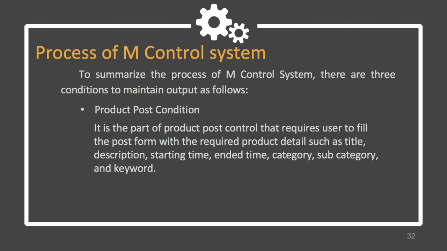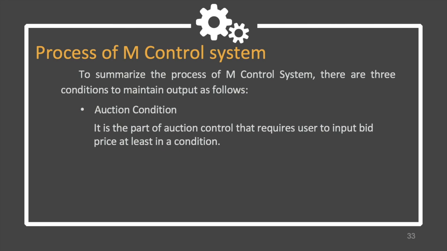And the second one is the product post condition. It is the part of product post control that requires users to fill in the post form with the required product details such as title, description, starting time, end time, category, subcategory, and keyword. Actually, keyword is an optional value that users are not required to fill, but if they fill it, others can easily search for their post. And the last one is the auction condition. It is the part of auction control that requires users to input a bid price at least at a certain condition. Each current price requires a different bid increment rate in order to prevent the bid price from increasing faster or slower than it should.